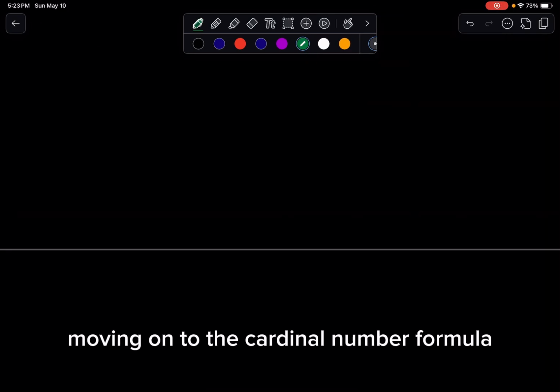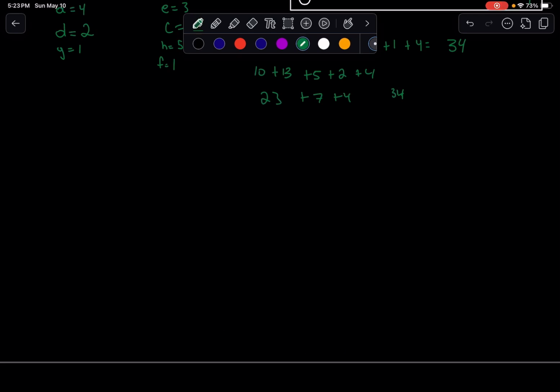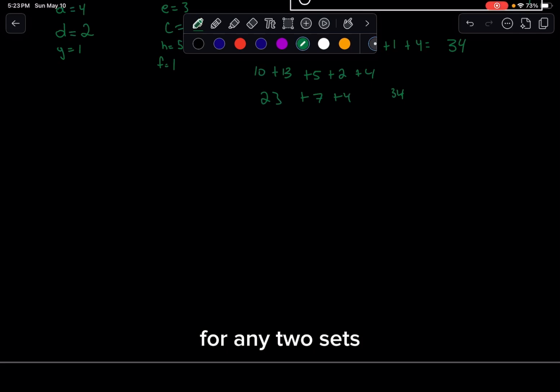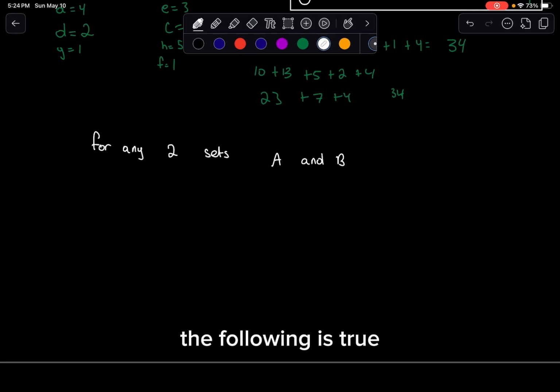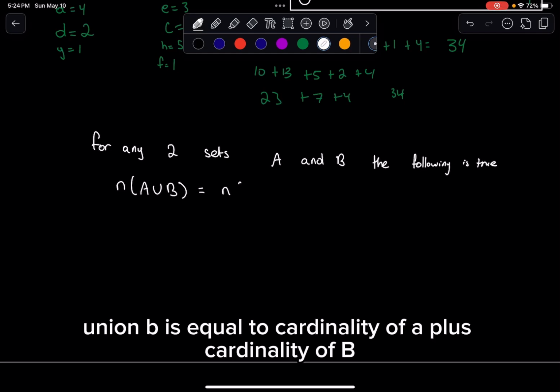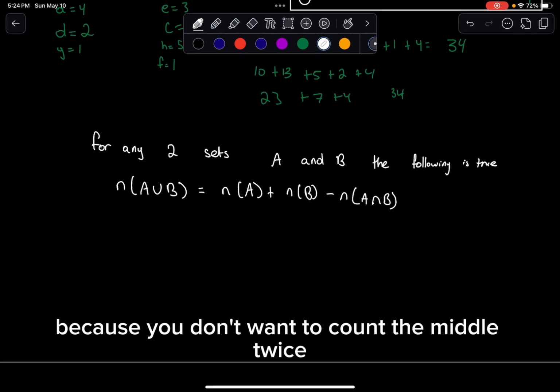Moving on to the cardinal number formula. Now we're going to be moving on to the cardinal number formula. For any 2 sets, A and B, the following is true. The cardinality of A union B is equal to the cardinality of A plus the cardinality of B minus the cardinality of A intersection B, because you don't want to count the middle twice.